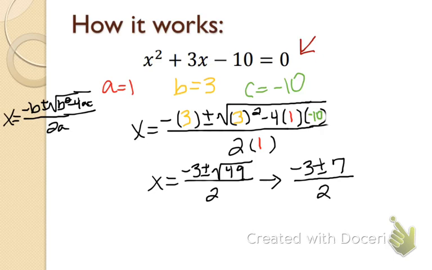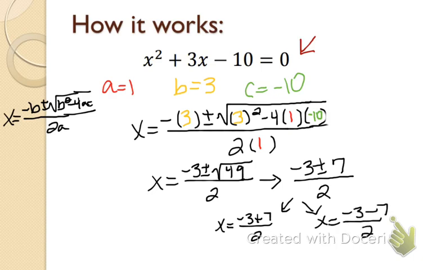So I'm going to simplify a little bit more. So here we have our 2 solutions. We have x is negative 3 plus 7 divided by 2. And we're going to have x is negative 3 minus 7 divided by 2. So going back to this one, negative 3 plus 7 divided by 2, and we get a 2. So that's one solution. And over here we have x is negative 5.